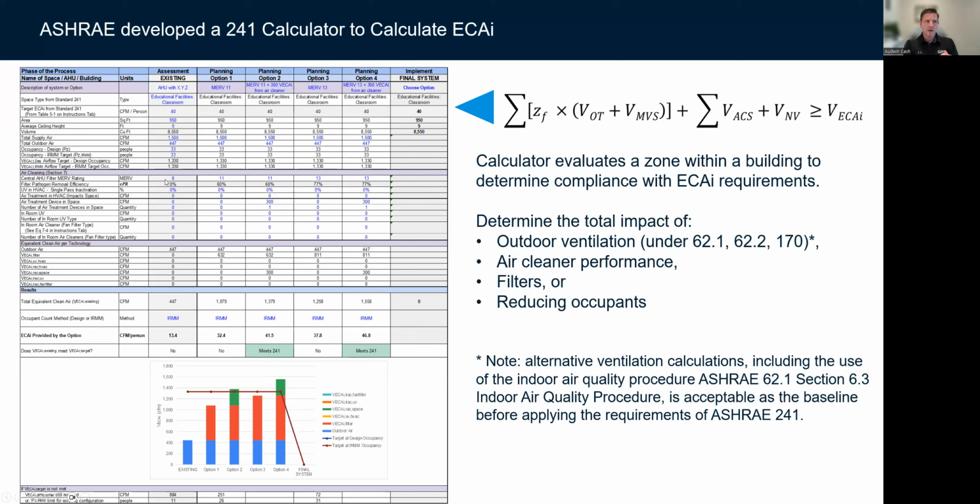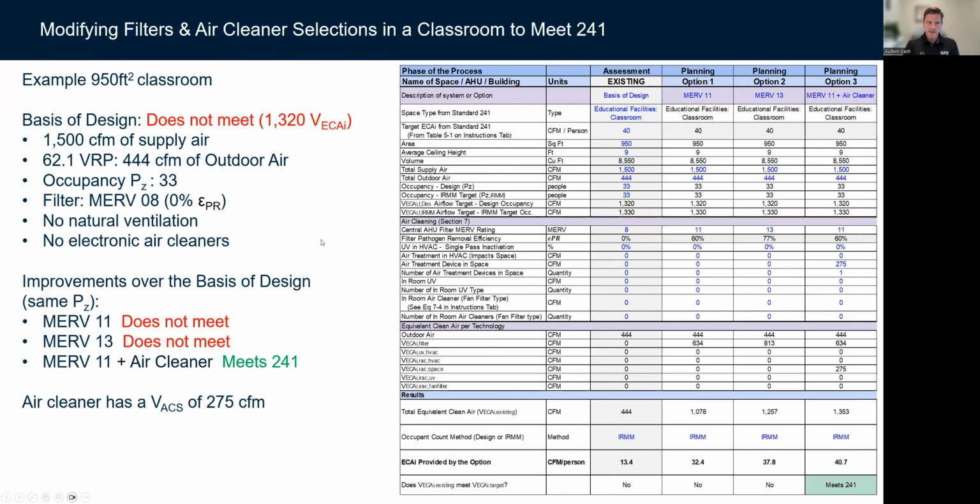It makes your life easier. So on the left-hand side, I have a basic design, and then I've had some different scenarios put together. And so we'll just be able to evaluate them pretty quickly. Let's jump into it. I have a hypothetical classroom. It's got 1,500 CFM of supply air. So that's what the equipment is rated for. It has 444 CFM of outdoor air, 33 kids in this classroom.